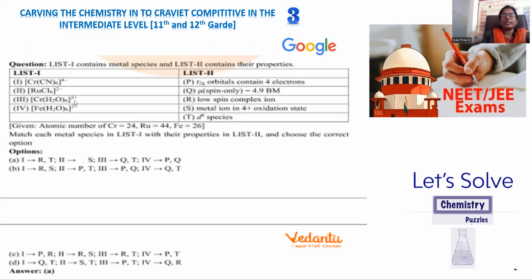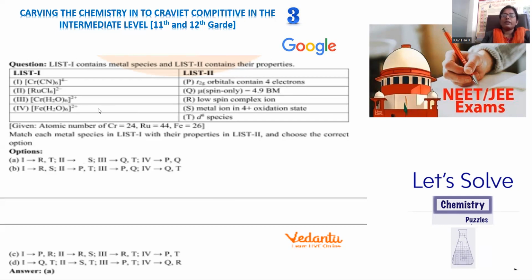Chromium H2O taken 6 plus 2, if taken, so Q: the spin only moment will be 4.9 Bohr magnetons. T will be a D4 system. Okay. If you are going with the fourth one, Fe H2O taken 6, the iron hexaaqua complex ion was taken, and the correct options are P, the t2g orbital is having 4 electrons, and Q, the spin only value will be 4.9. So this will be the right arrangement.